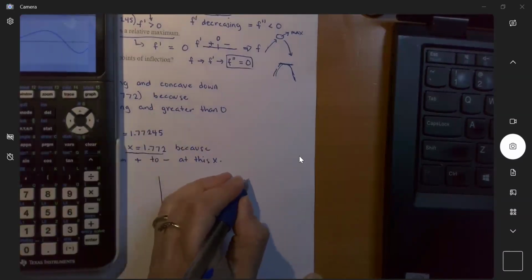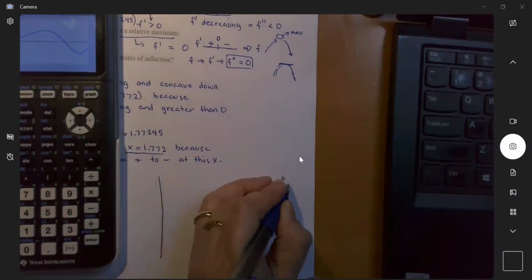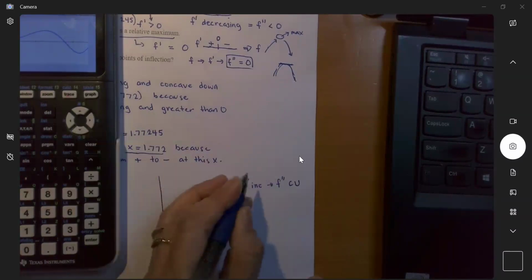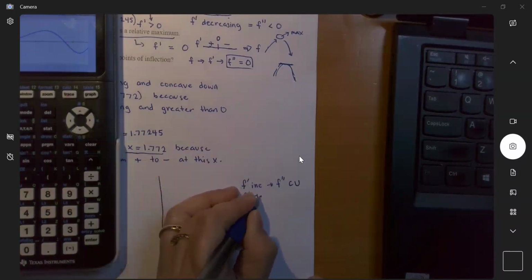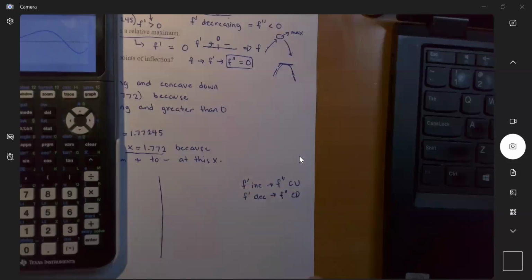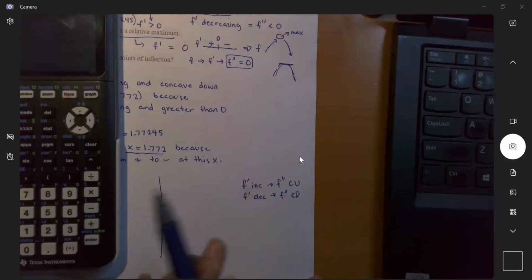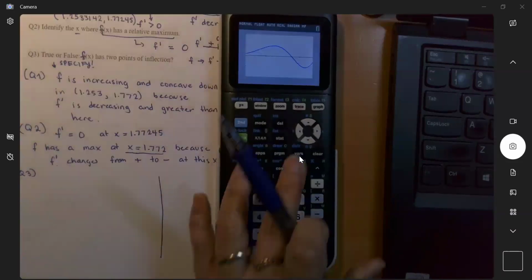If my f prime is increasing, this tells me that my f double prime is concave up. If my f prime is decreasing, this tells me that my f double prime is concave down. So there is a point of inflection when your second derivative changes from concave up to concave down, or vice versa. Therefore, there is a point of inflection when your f prime is changing from increasing to decreasing, or vice versa. So I'm going to look at here.